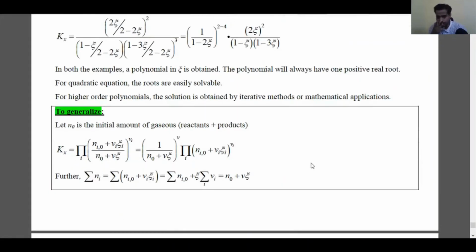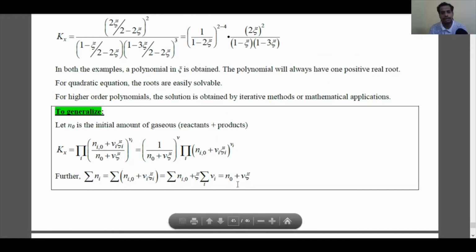So if we give a generalized equation, the equilibrium constant in terms of mole fraction is given as 1 by (N0 plus V xi) to the power V. Here N0 is the initial amount of gaseous reactant in moles, and V is the stoichiometric coefficient. Then the product operator pi of (Ni0 plus Vi xi) to the power Vi. This is a general expression to summarize all the examples. It is applicable to all kinds of reactions.